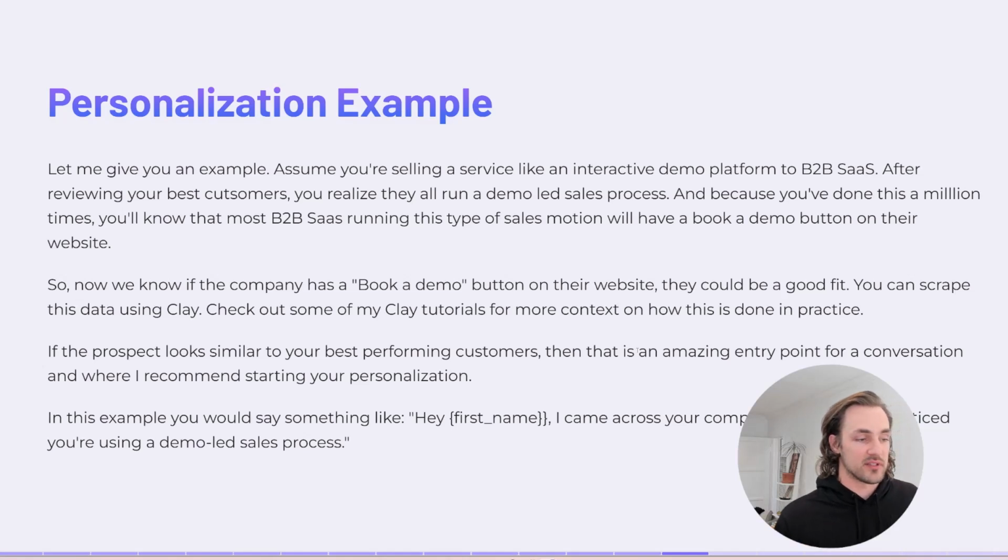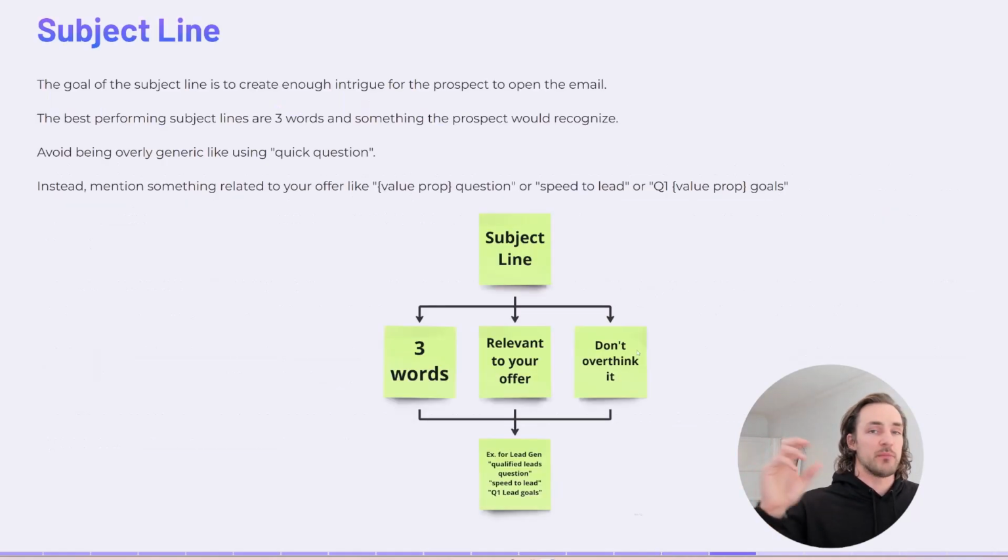So in this example, you can say something like, hey, I came across your company's website and I noticed that you're using a demo-led sales process. And then you enter in the rest of the email. Because we're testing value props, I wanted to share that first, but now let's talk about subject lines.